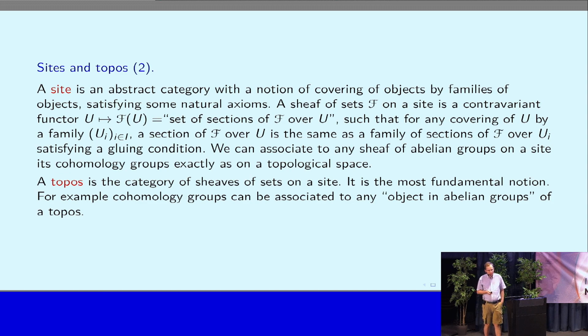And a sheaf of sets on the site is a contravariant functor U goes to F(U), the set of sections of F over U, such that for any covering of U by a family U_i in this abstract category, a section of F over U is the same as a family of sections of F over U_i satisfying the gluing condition. And we can associate to any sheaf of abelian groups on the site its cohomology groups, exactly as on a topological space. And so the topos, the category of sheaves of sets on the site, in fact, is the most fundamental notion.